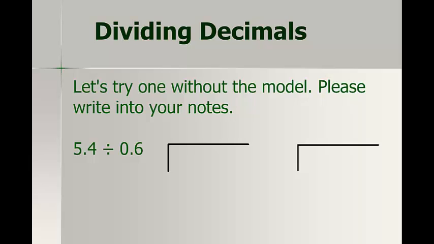Now let's try the ones without the models. Make sure you're writing these examples into your notes. First, we have to set it up underneath the shelf. 5 4/10 is our dividend, so that will be underneath the shelf. And we're going to divide by 6/10. Now, this is where it gets a little tricky. If you think about it, can you really take 6/10 out of 5? If we did, it would be a double-digit number. We can't do that. But if you go back to remembering our powers of 10 lesson, we can actually change these numbers by multiplying both of them by 10, which moves the decimal over.